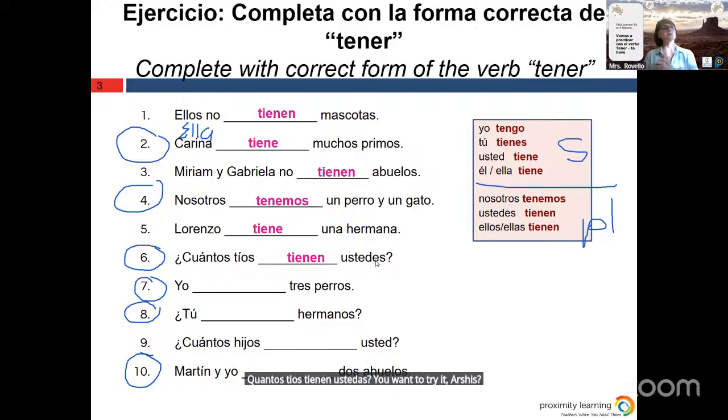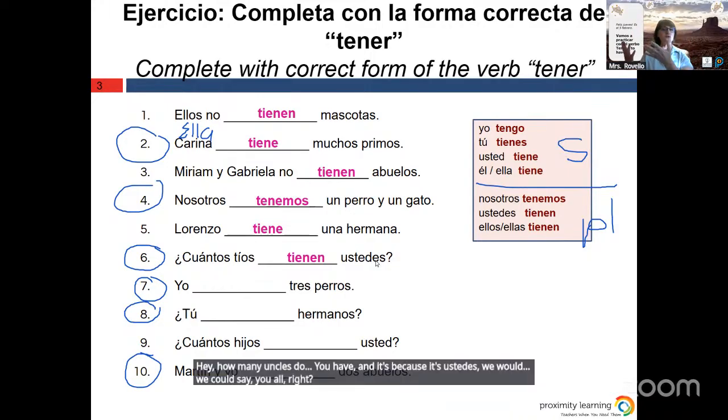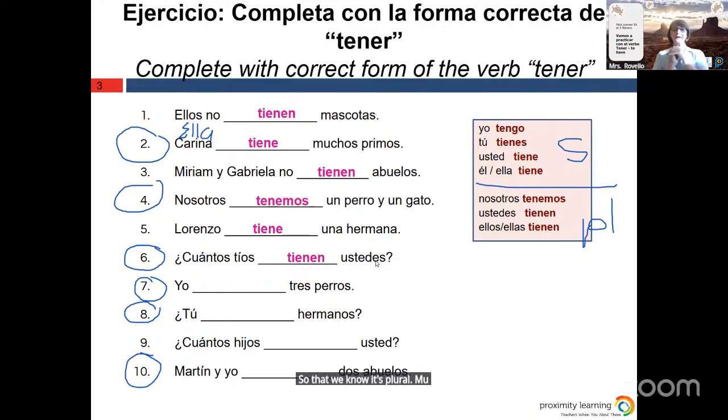You want to try it, Arshus? What do you think it means? Is it like how many uncles do you have? And because it's ustedes, we could say you all, right? So that we know it's plural. Muy bien, Arshus. Good job. That was a hard one. Nicely done. ¿Cuántos tíos tienen ustedes, right? How many uncles do you all have? Muy bien.